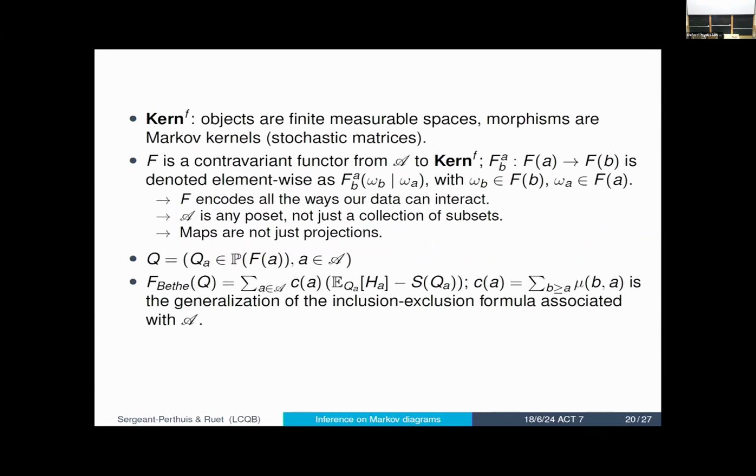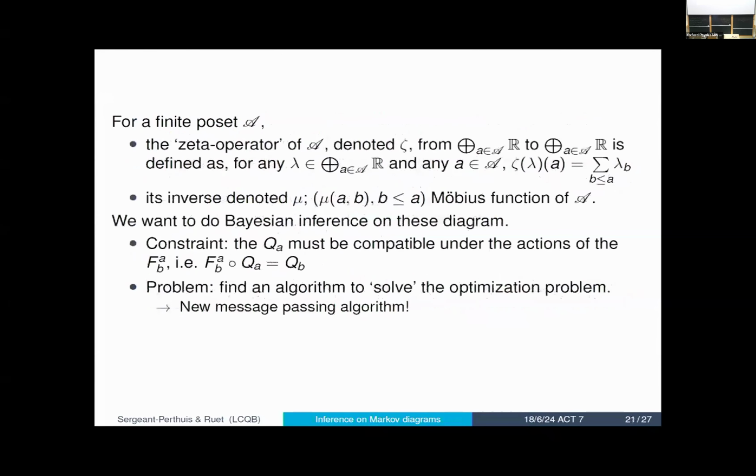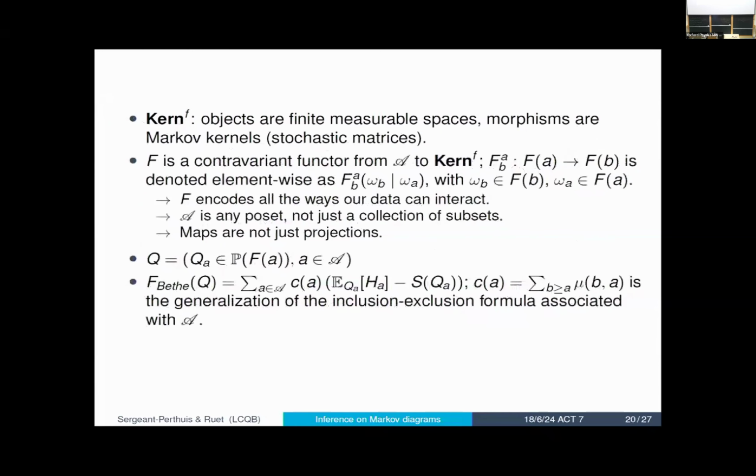Okay, so now the idea is your category is a category of Markov kernels over finite measurable sets. Then your functor is any functor that you can put inside. And the free energy stays the same, it doesn't need to change. Here I just put a discount term for inclusion-exclusion, which is the inclusion-exclusion formula for the poset, which I introduce just after. For those who know it, it's simply related to the Möbius function of the poset.